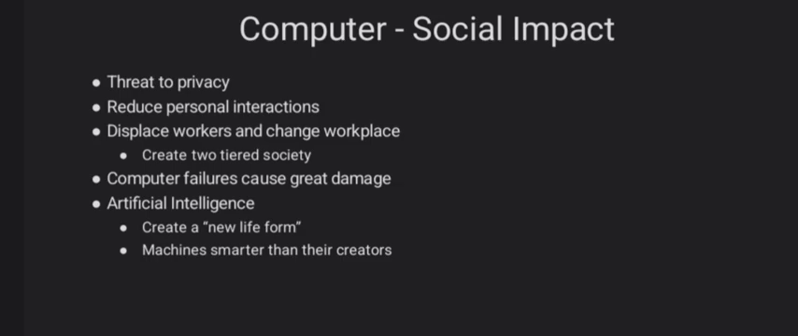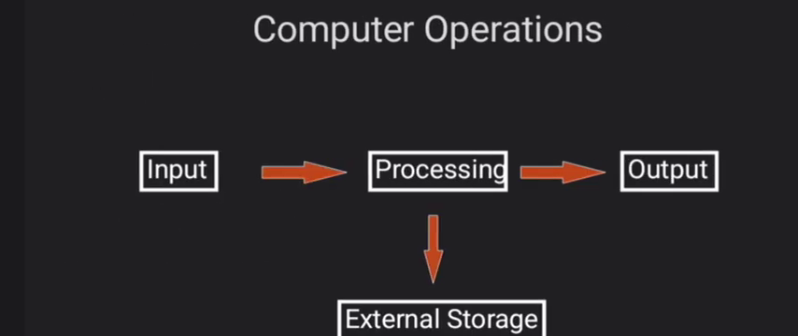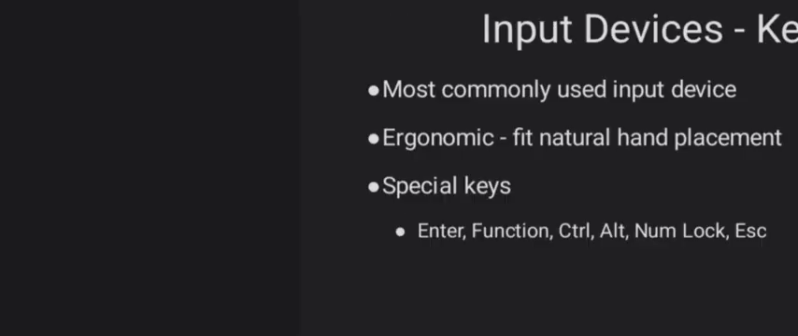Then artificial intelligence. Artificial intelligence can be a boon or a curse to the society. Computer operation. So how does this computer work? When you give an input, it processes the data, and if to process the data it requires any other information or data, it will take it from the external storage. Once the data is processed, it will send the processed data to the output device for the user.